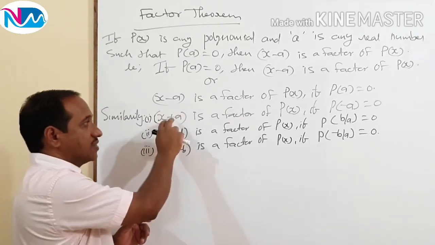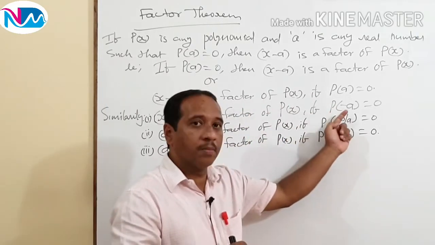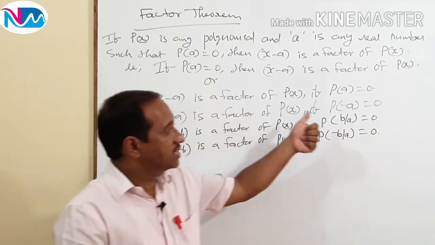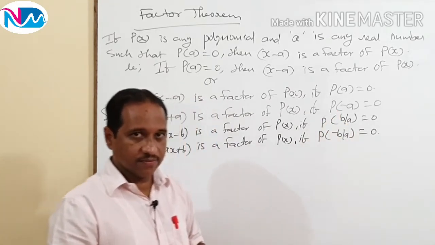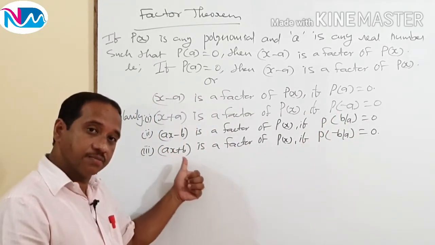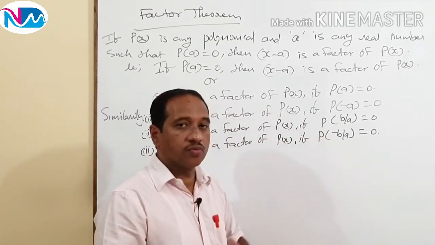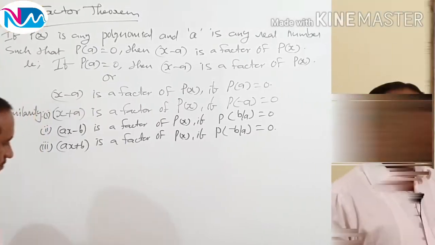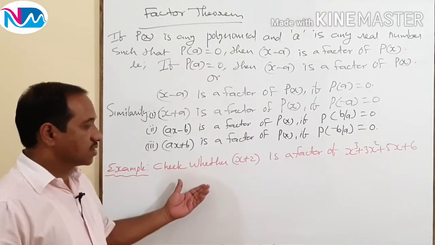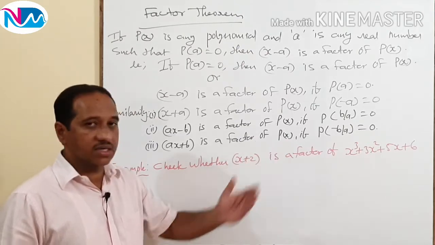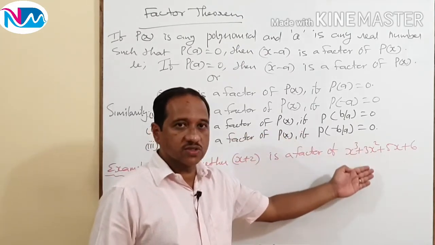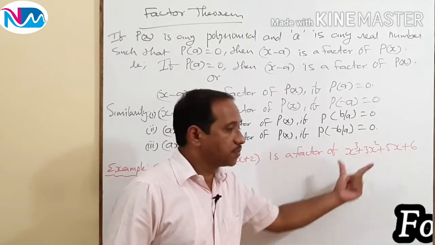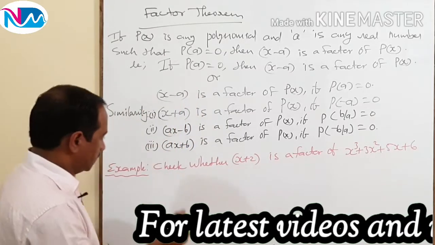Here we have x plus a, then we take p of minus a. Here we have ax minus b, then we take p of b by a. And here we have ax plus b, then we take p of minus b by a. Let us understand this through an example. Look at the question. Check whether x plus 2 is a factor of x cube plus 3x square plus 5x plus 6. Here we will represent this polynomial by p of x.